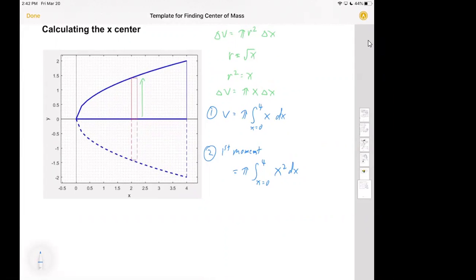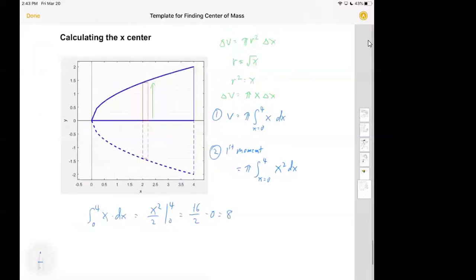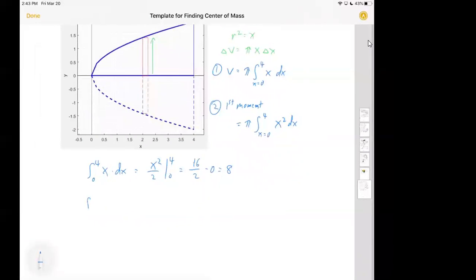The pi's will cancel out when we do the division, so let's simply integrate from 0 to 4 of x dx. If we go ahead and do that, we get x squared over 2, evaluated from 0 to 4. So we have 16 over 2 minus 0, or 8 for the volume. Well, the volume will actually be 8 pi. Then if we look at the first moment integral, it'll just have an x squared with respect to x. So when we go to evaluate that, we'll have x cubed over 3 from 0 to 4. So that will be 64 thirds minus 0, which is just 64 thirds.